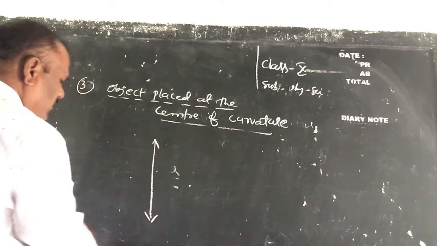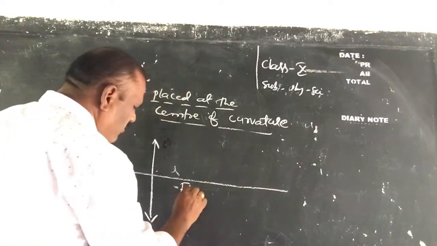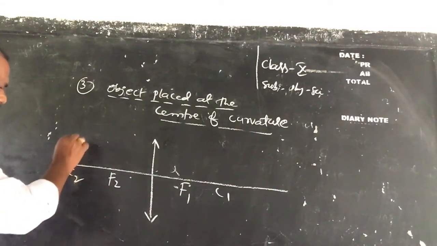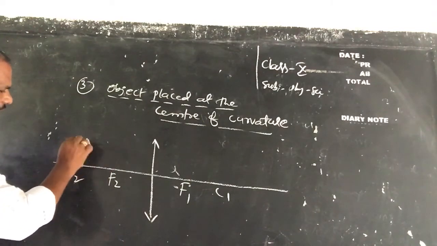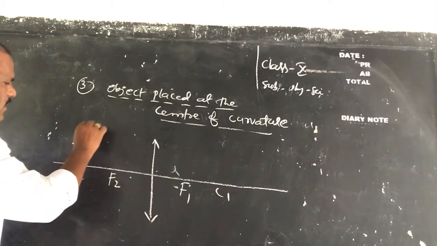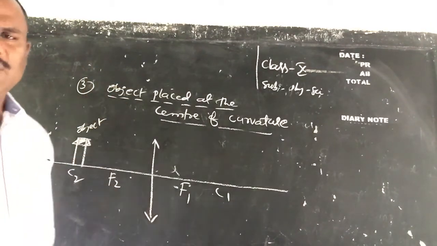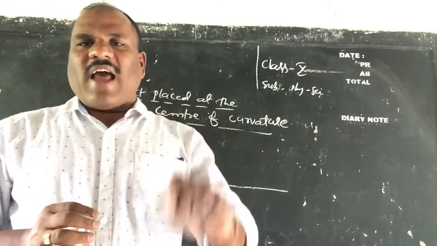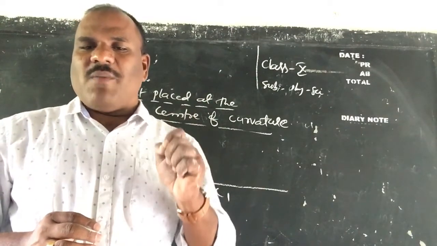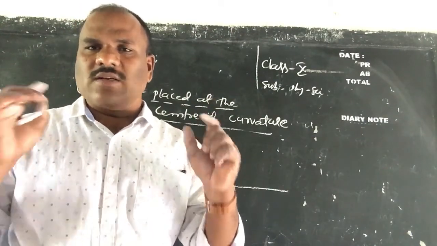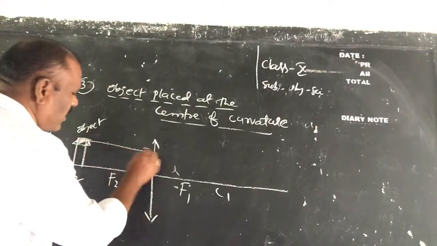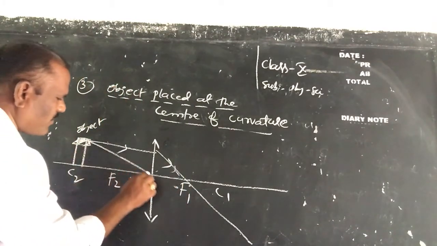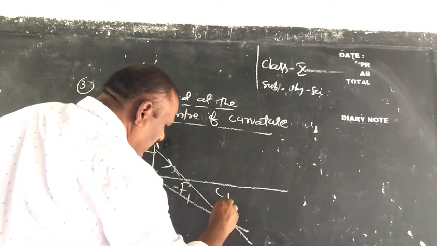Note down the convex lens, and this is F1, C1, and this is F2 and C2. Now we keep the object at the center of curvature. Children, when the object is placed at the center of curvature C2 on the principal axis, a real, inverted image is formed at C1, which is the same size as the object. Now first, children, the first ray diagram passes through the focus. And now the second ray passes through the optic center, and see, the image.